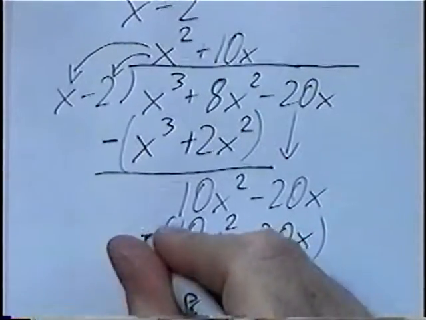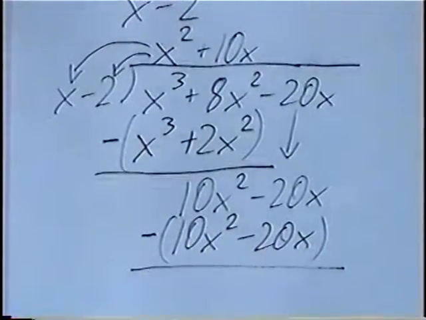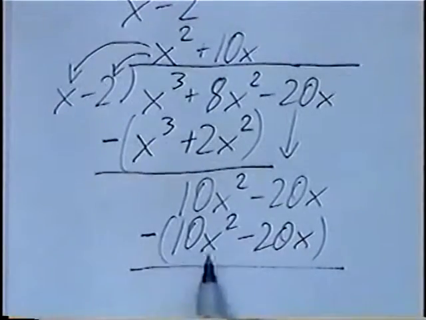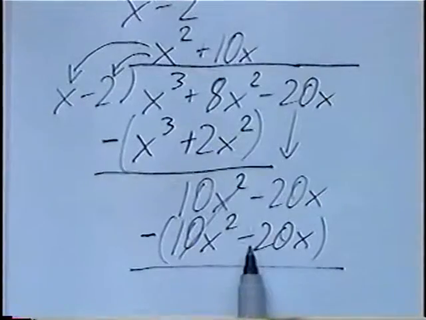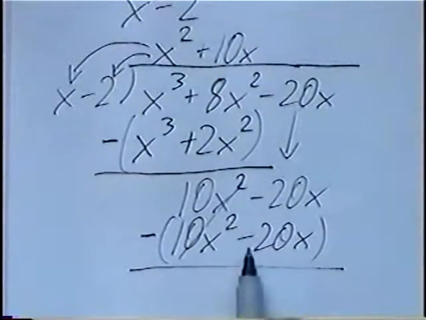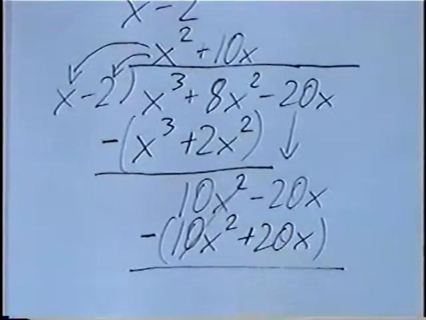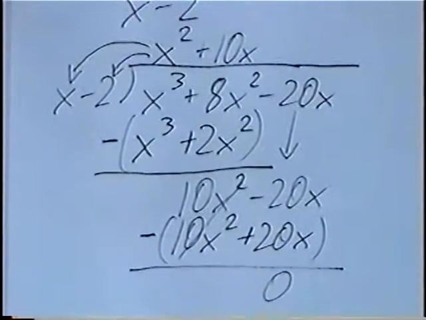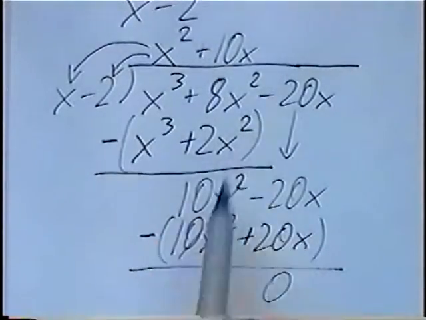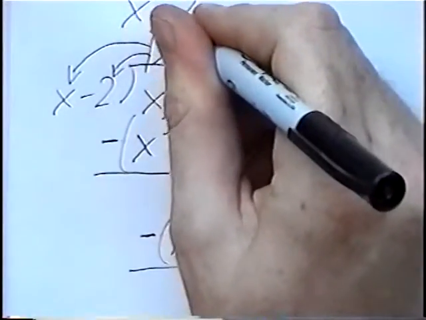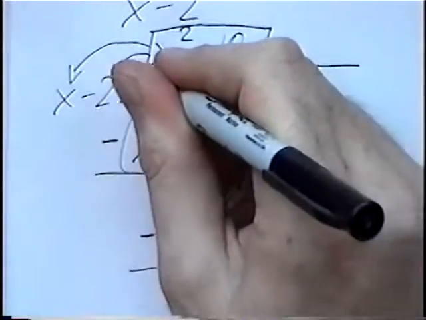Again, you can put parentheses around the term that we're subtracting. 10x squared minus 10x squared would cancel, and negative 20x minus a negative 20x. Subtracting the negative 20x will actually be adding, and negative 20x plus 20x will cancel. So we'll have 0, or a remainder of 0. And our answer above the dividing symbol will be x squared plus 10x.